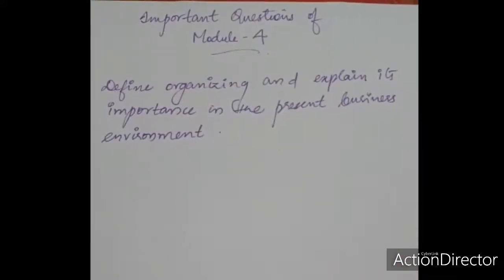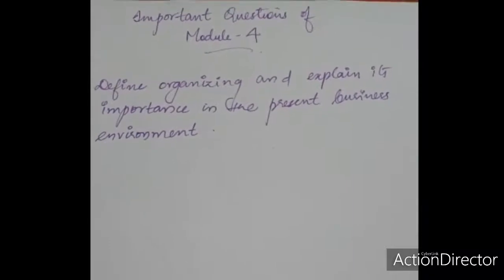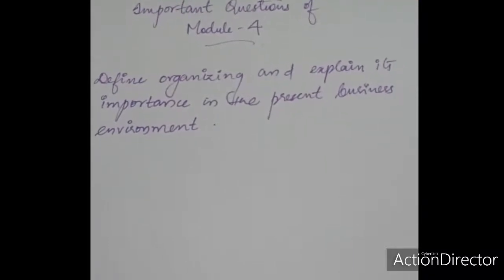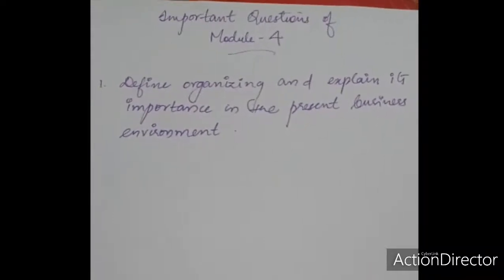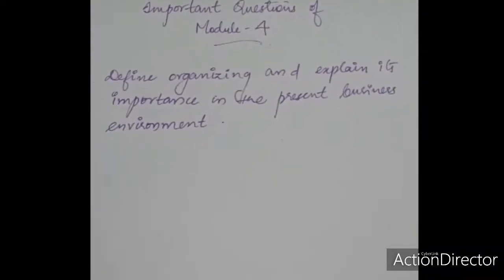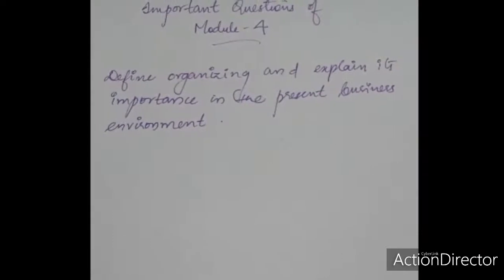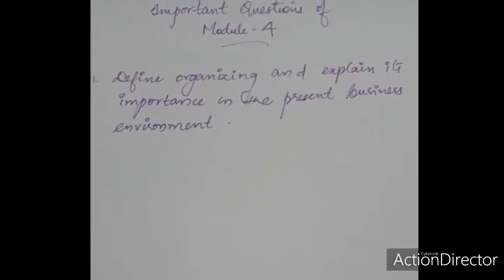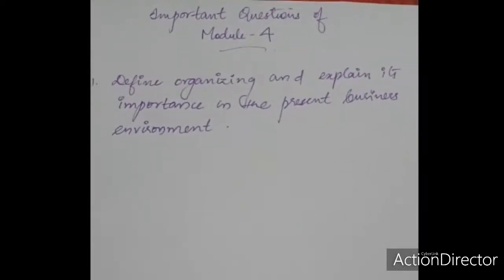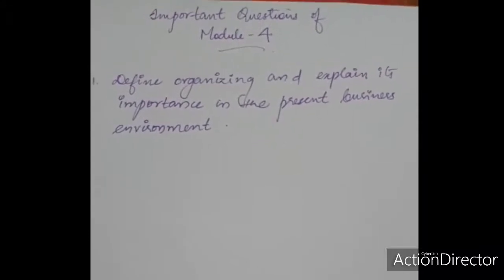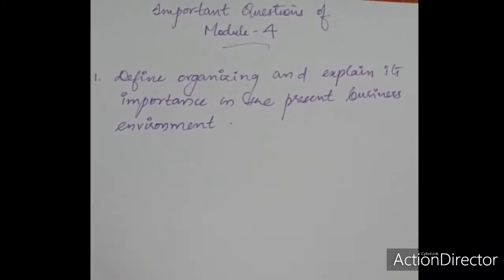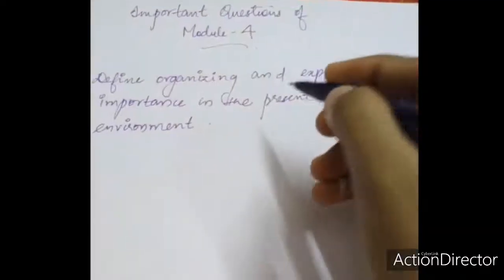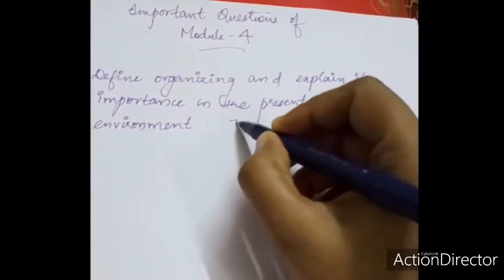Today we're going to deal with the important questions of Module 4. The first question we're going to discuss today is: define organizing and explain its importance in the present business environment. So you have to define what organizing is and explain the importance, why organizing is important in the present business market. This may carry 5 to 7 marks.